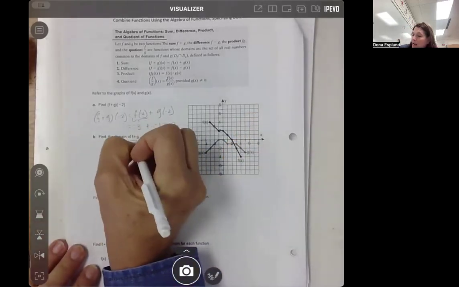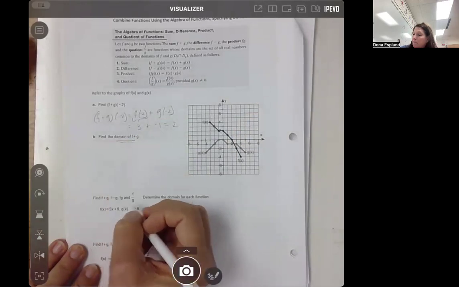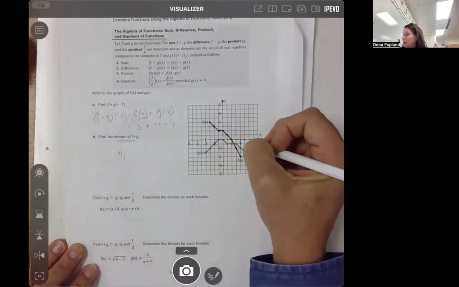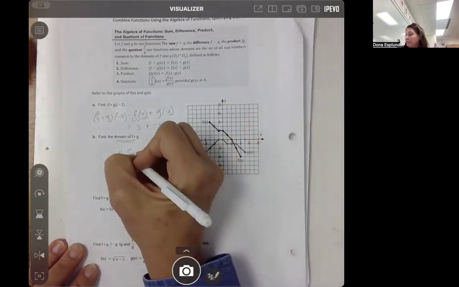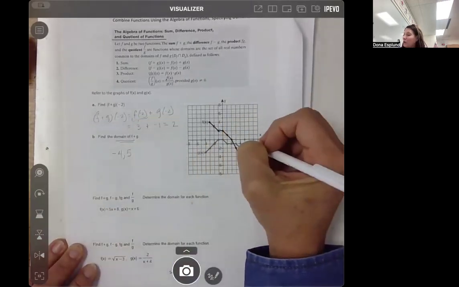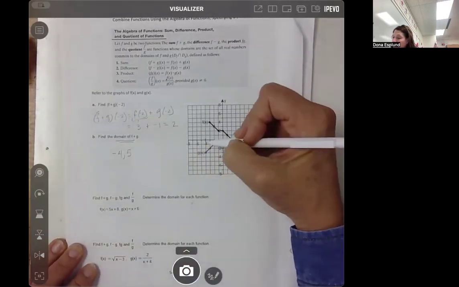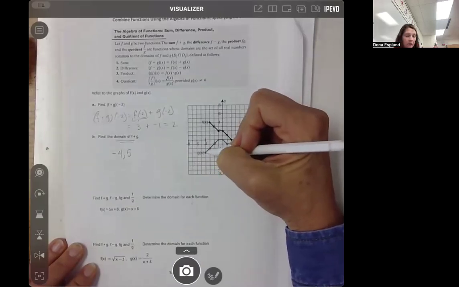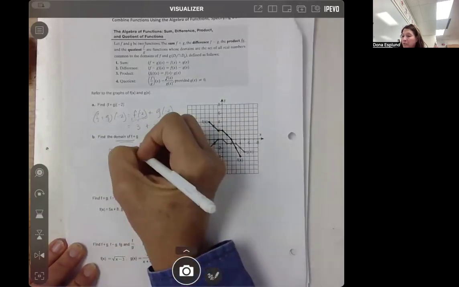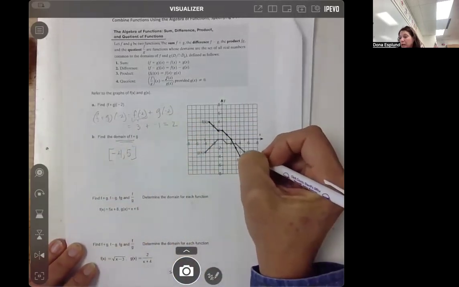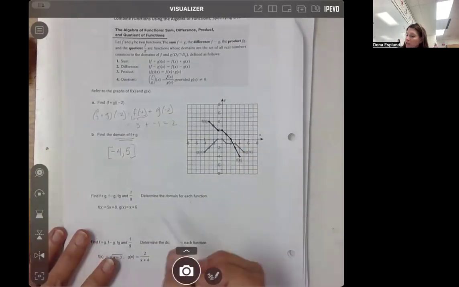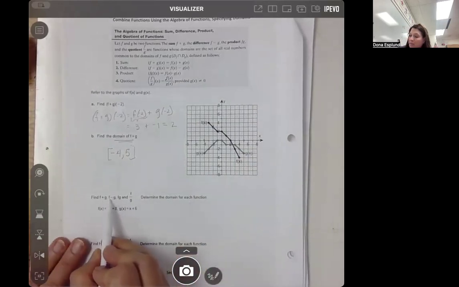And so if I want the domain of f plus g, then I'm going to take my furthest left point, which is negative 4, and go till I hit my furthest right point, which is going to be 5. Now notice that at negative 4, it includes that point, so it's a bracket. And at 5, it also includes that point, so it can be a bracket. But sometimes, like if this one had happened to be an open circle, then you just put a parenthesis.